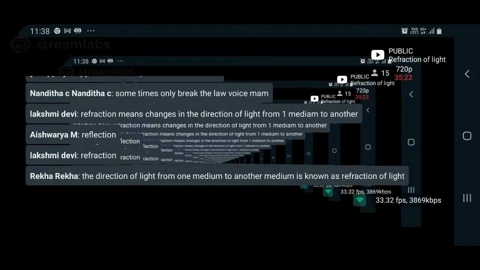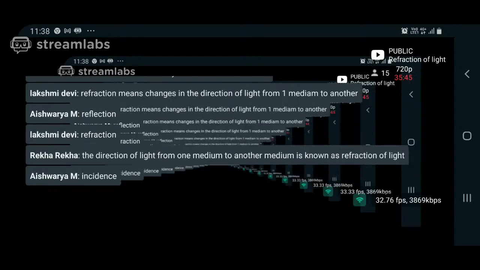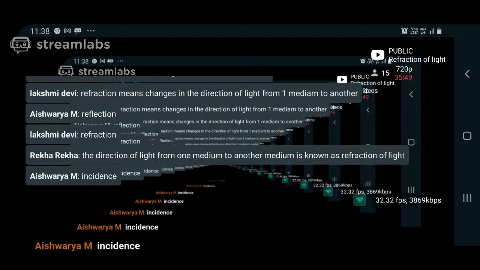What is that angle called? Yeah, Rekha, partially correct answer. That ray is called the ray of refraction, and the angle is also referred to as sine R.